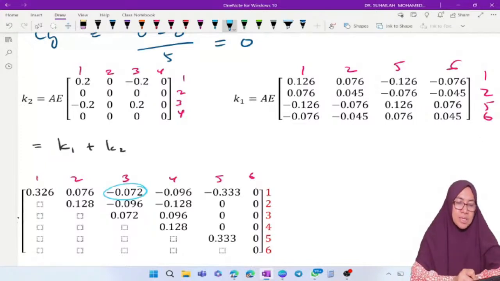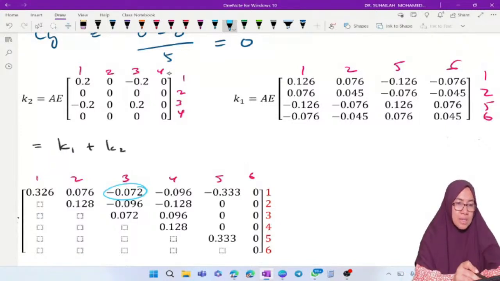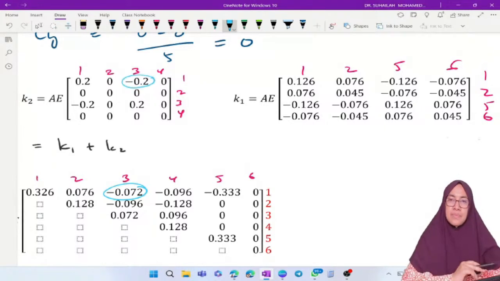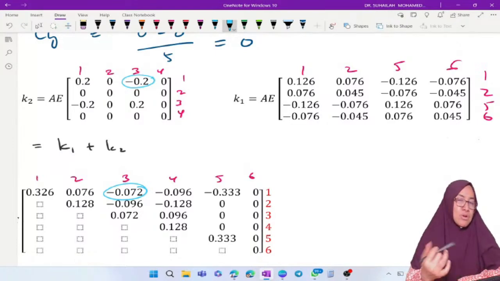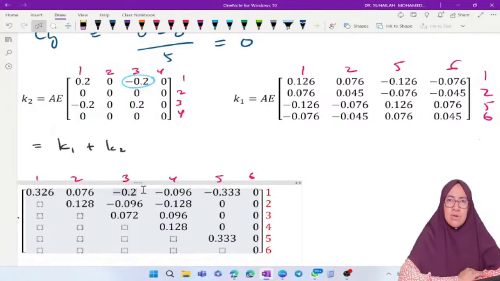1, 3. Find 1, 3 in K1 and K2. We can find 1, 3 in K2, but we do not find 1, 3 in K1. That means the value is only based on K2. 1, 3 is negative 0.2. Just simple mathematics.